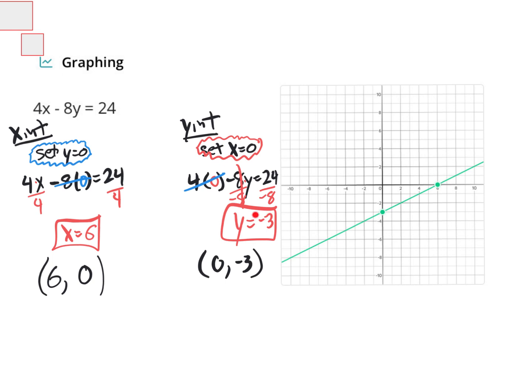And this one tells us that it crosses the y-axis at -3. So take the other dot and move it to the y-axis on the -3, which it is. And there's your final graph.